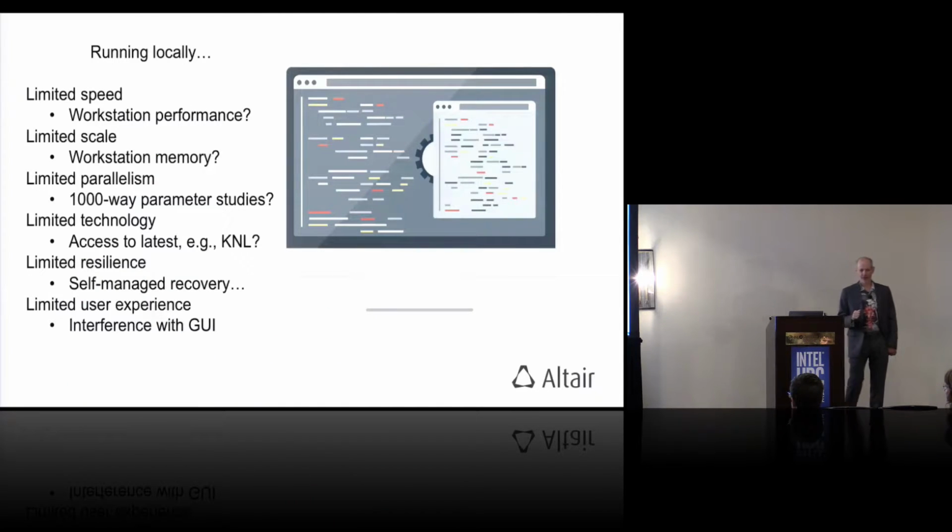They're limited to the workstation performance, what's running. They're limited to whatever is in the workstation memory. Okay, fine, workstation memory is getting bigger, but it's still workstation memory. You want to run a 1,000-way parameter study, for example. That's going to be a little hard in your workstation memory. So limited parallelism. They're limited in technology. You want to put a Knights Landing system out there. Not everybody's going to stick one of those in their workstation. Hopefully, Intel wants us all to put one in our workstation, but maybe some people won't have them.